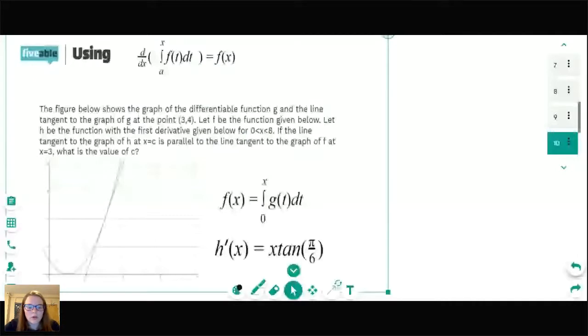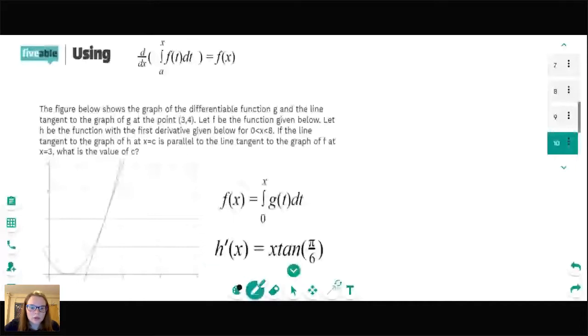Okay, so we've got a function. We've got h prime. What can we do with those if we want to know what value of c is going to make h parallel to f? While it's important to have a visual, even if I didn't put the graph there, we would be able to solve this problem because of the information it's given. So let's focus on what it's given us so far. We've got the graph of g at the point (3, 4). We need that point. That's the really important part of this graph. This is really the only part you need.